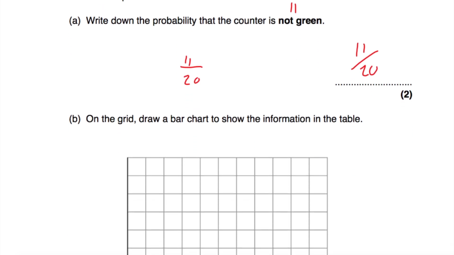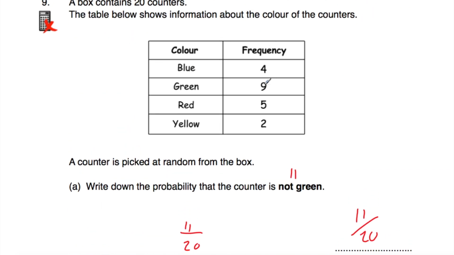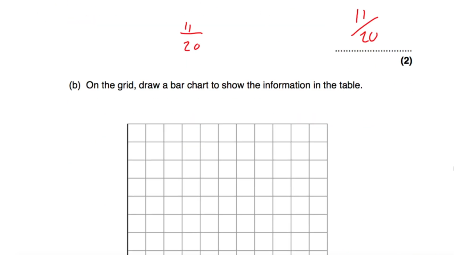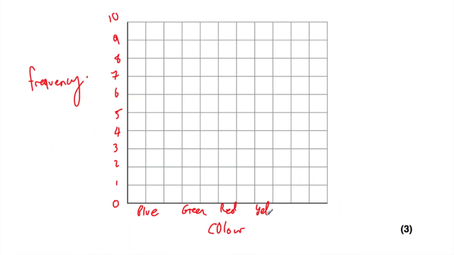Okay, part B. Part B says draw a bar chart to show the information in the table. So let's have a look at the frequencies. They go up to 9. So let's see if we can label that vertical axis. So 0, 1, 2, 3, 4, 5, 6, 7, 8, 9, and 10. And we've got frequency going up vertically, so frequency. And then next we've got our colour, going across horizontally. We're going to do our blue bar there, a gap, green there, a gap, red there, a gap, and yellow.